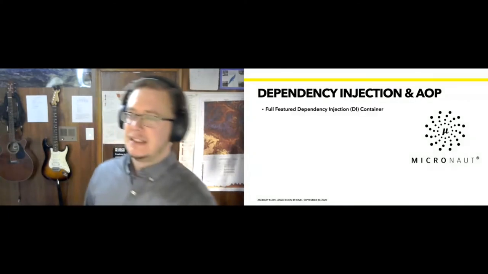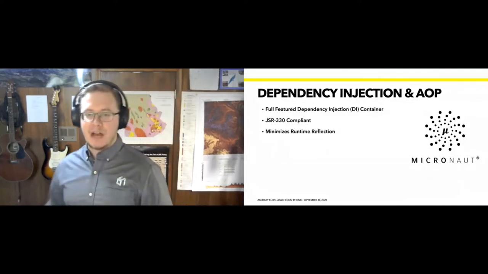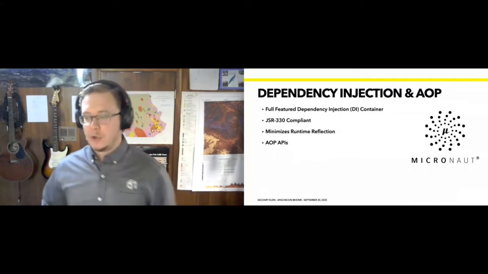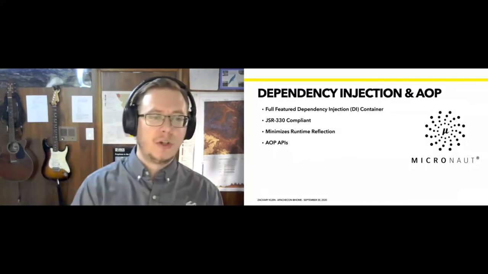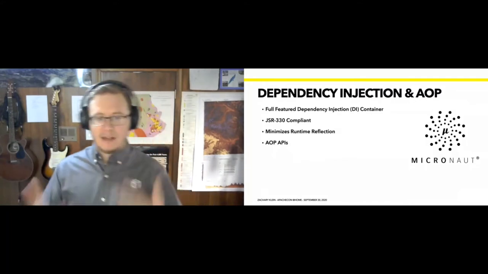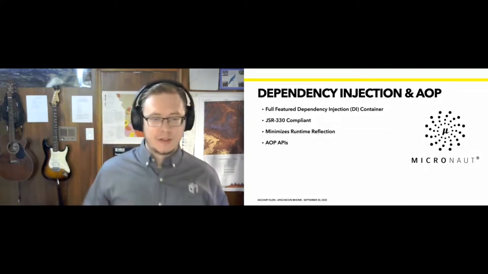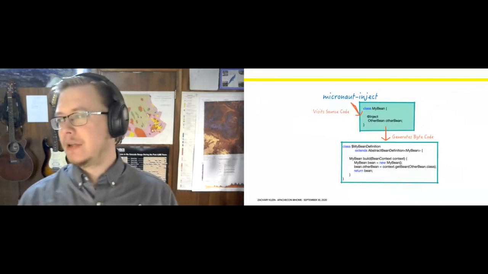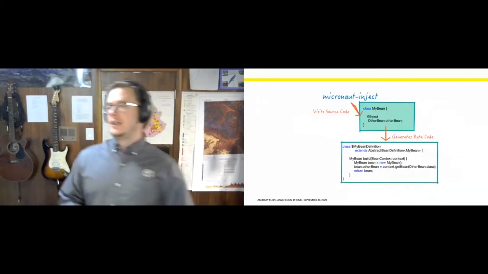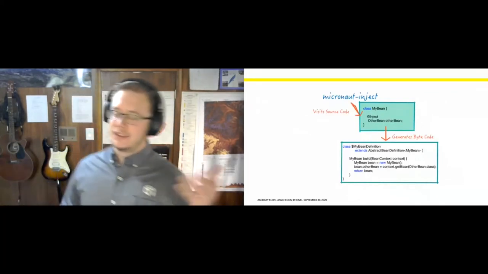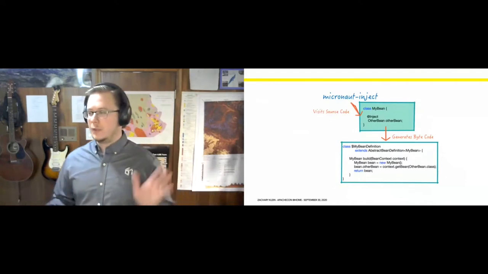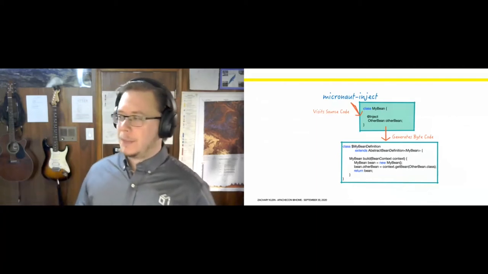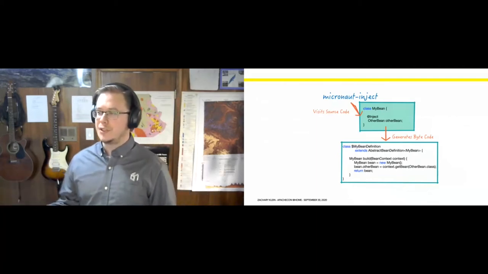Micronaut has a full-featured dependency injection container that's based on the JavaX inject annotations primarily. Again, we talked about ahead of time compilation, so there's no need for runtime reflection to analyze your classes at runtime and create beans. The necessary bytecode needed to do that is created at compilation time. This is an example, more or less showing what it would look like if this was an annotation processor, but the same approach is taken with the AST transformations in Groovy.